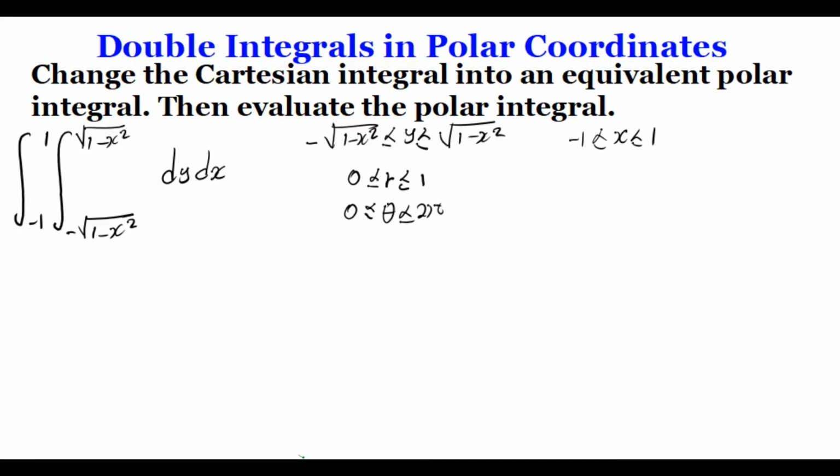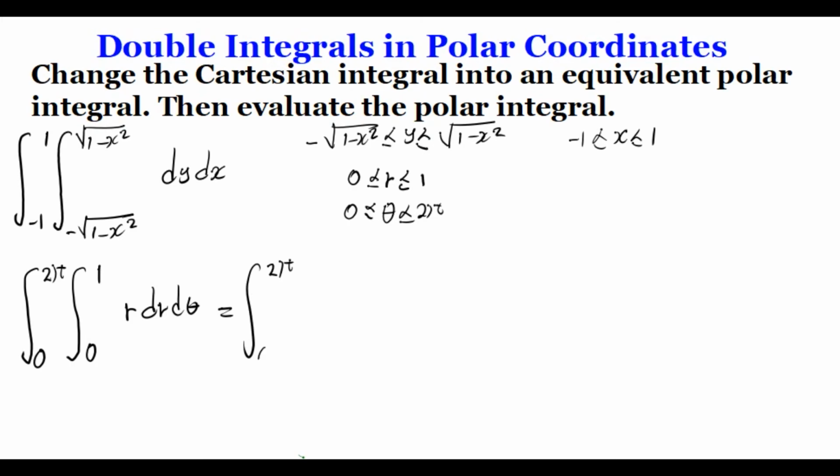Yeah, and see what we are going to get. So for this one, theta goes from 0 to 2 pi. Then r goes from 0 to 1, and this part is just going to be r dr d theta. So you observe this is going to be the integral from 0 to 2 pi. When you integrate that, that's going to be r squared over 2, evaluated from 0 to 1, and you have d theta there like that.